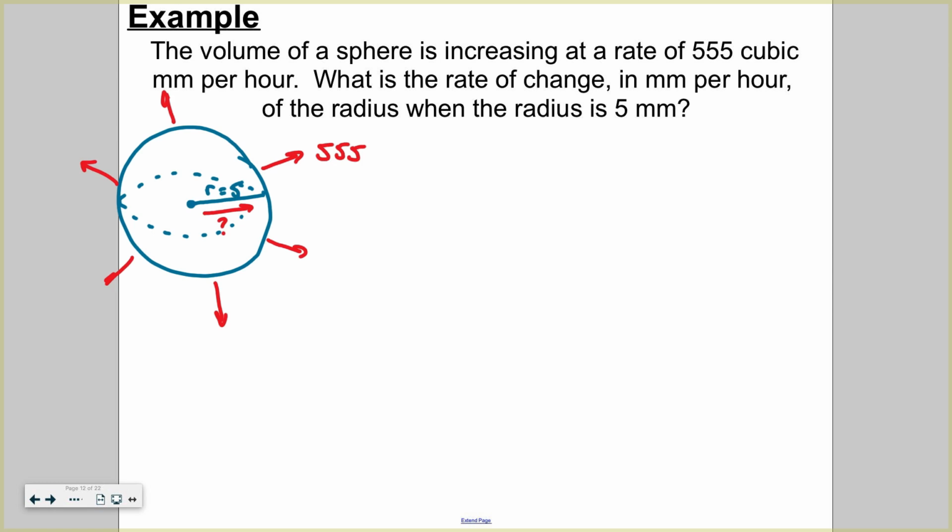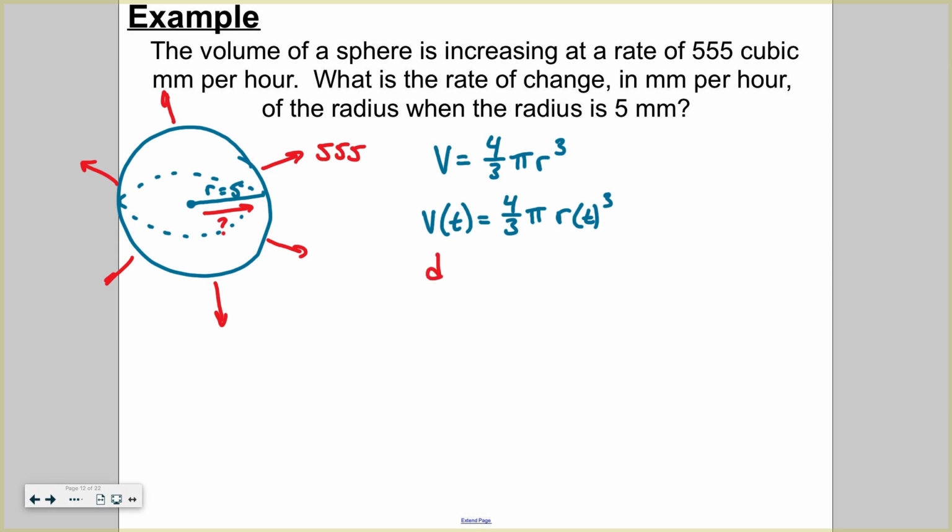All right, so let's take a look at the volume of a sphere. The volume of a sphere is 4/3 pi r cubed. Now we need to identify which variables are changing. The volume here is changing with respect to time, so it's going to be V of t equals 4/3 pi times r of t cubed.